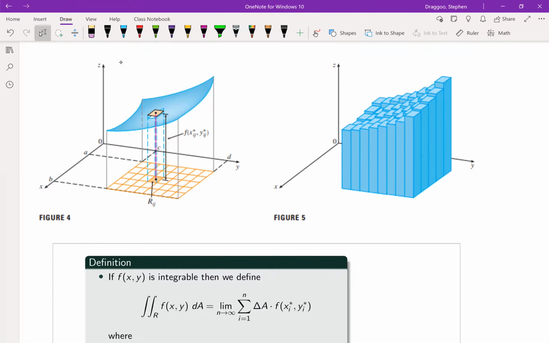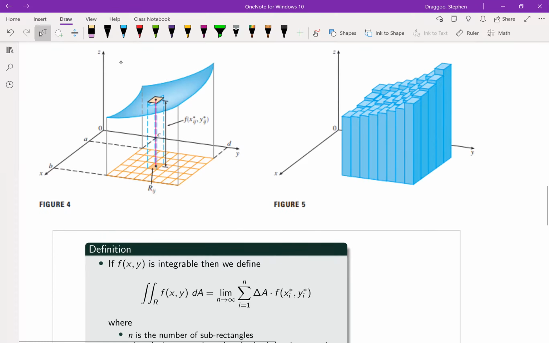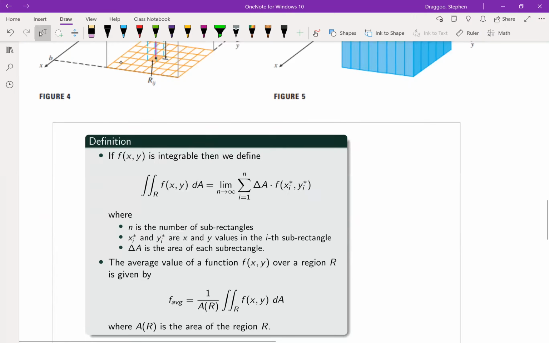and say that that approximates the volume of the shape. As we can see over in figure 5, when we filled out all of those rectangular boxes, we get a shape that looks like it'd be pretty close to the volume of the shape that we're actually trying to get. So we'll go ahead and make ourselves another definition.